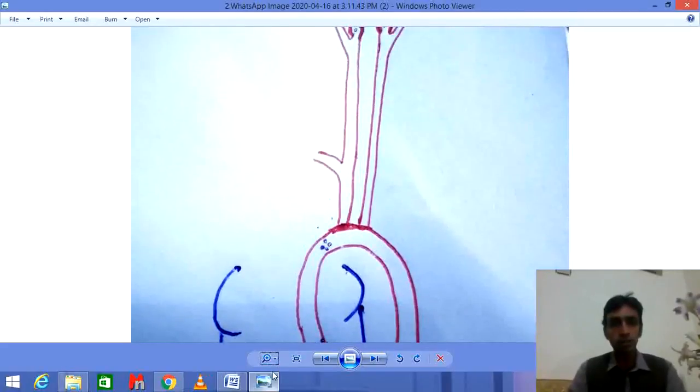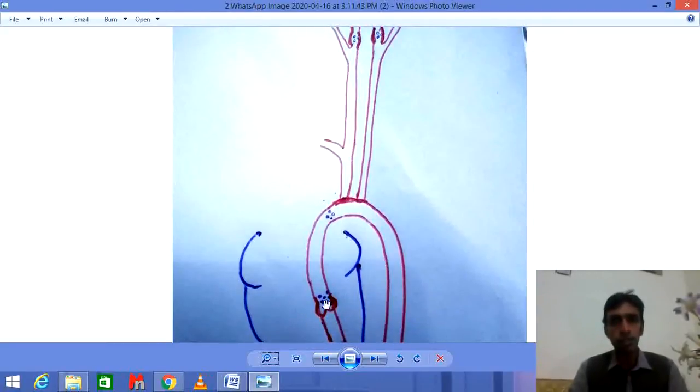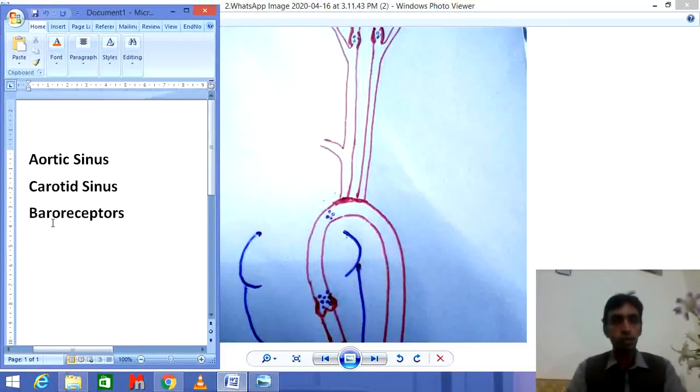So what are these? These are baroreceptors. The baroreceptors are present on the aortic wall, on the aortic sinus, on the aortic arch, and on the carotid sinus. Baro means pressure and receptor means receptor. Regarding the receptor, you will learn about this in pharmacology, and I have already explained the receptor.